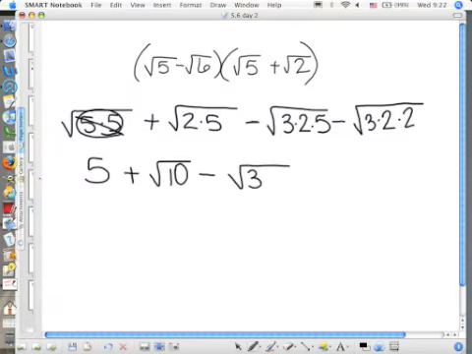Square root of 30. What about the next one? I can remove a 2. Now, can I put all this together? No. There is not one of those terms that are like the others. That is your final answer.